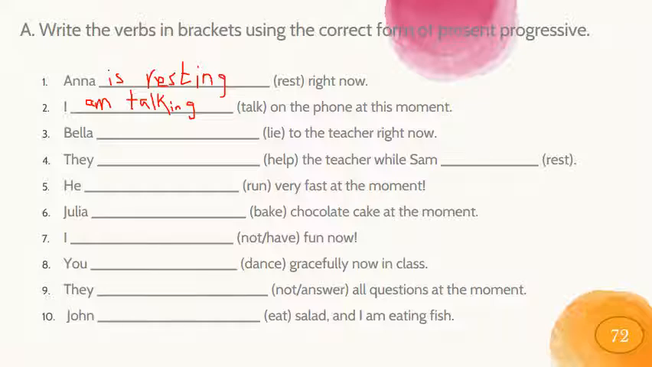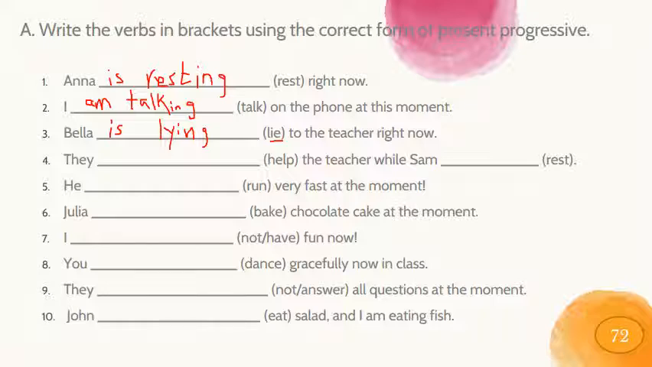Number 3, for example, Bella lied to the teacher right now. Bella is one girl, so we have to add is. It takes is. Bella is lie. Lie ends with IE. So what should we do here? We cross out the IE, we add Y, then we add ING. Bella is lying. Okay?